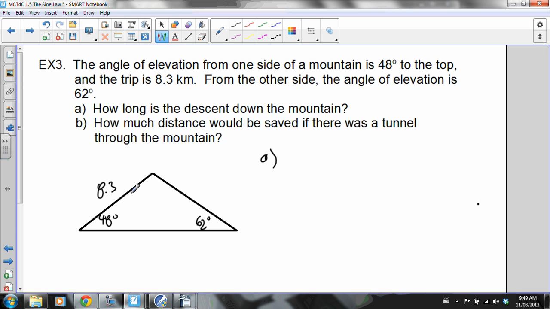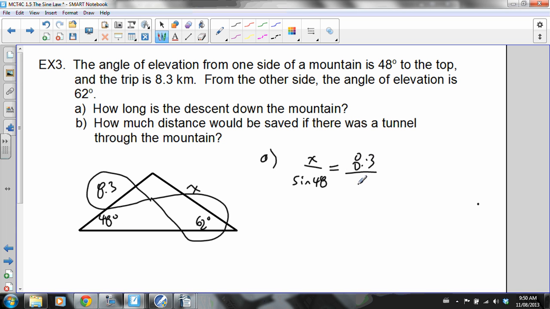How long is the descent down the mountain? So that's going up the mountain, I guess, if we're going from left to right, and this is the descent down. Let's call that x. And of course, angle side pair, sine law, no problem. X over the sine of its opposite angle, sides on the top, cross multiply.